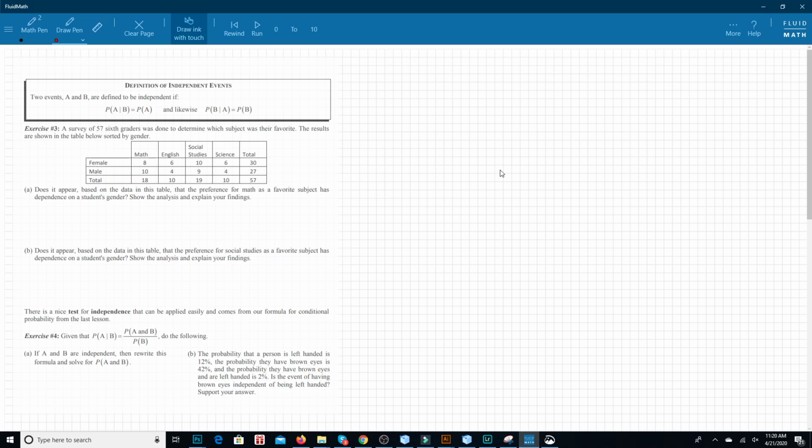Okay, so we're talking about just the math section, so let's just focus on the math section right here, right? The probability for a male to take math as his favorite subject was 10 over 18. And the probability for a female was 8 over 18.